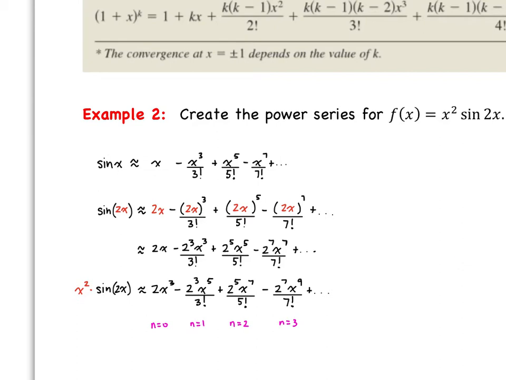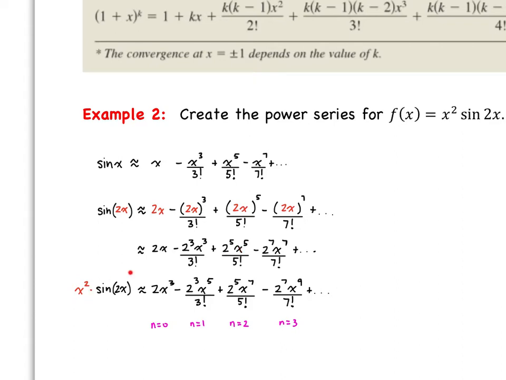Okay, but now our goal is to have x squared times this. So now we know what sine of 2x is. We need to multiply that by x squared. So I'm going to take every term here and multiply it by x squared. So x squared times 2x is 2x cubed. x squared times 2 cubed x cubed over 3 factorial is 2 cubed x to the 5th over 3 factorial. And so on and so forth.